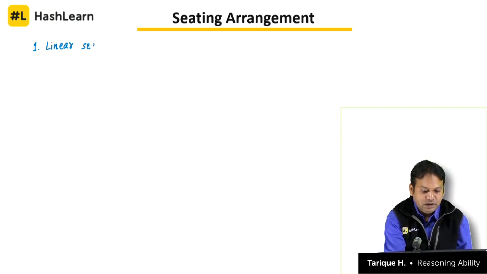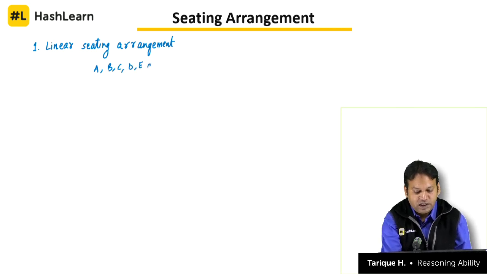Clear? The linear seating arrangement question, the structure will be that there are some x number of persons who are sitting or standing in a row and all of them are facing north or south. That's the basic structure. So let's say there are 6 persons A, B, C, D, E and F. How do you start solving the question? That's what you're seeing. A, B, C, D, E and F are standing in a row, facing north.